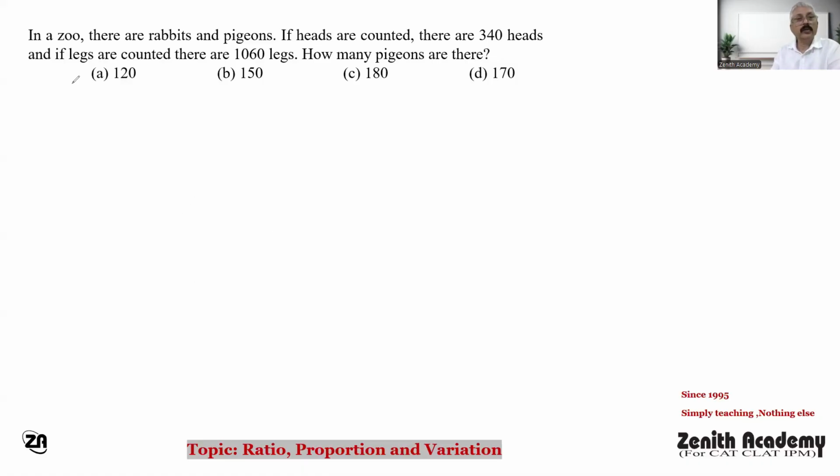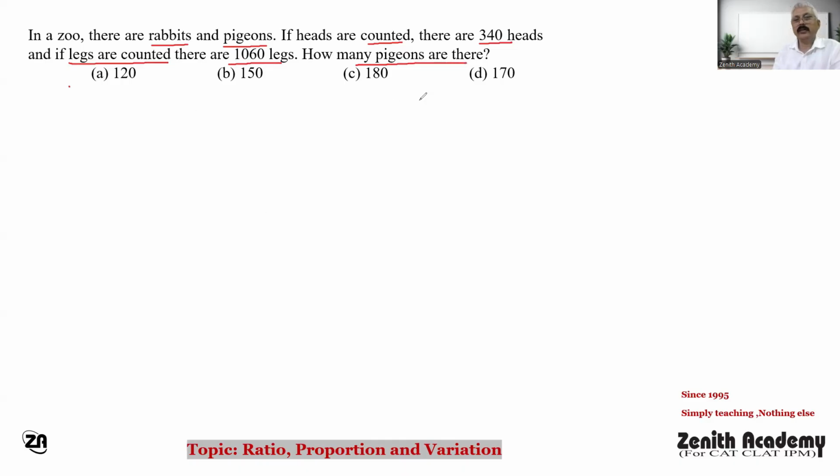Now, in this question, in a zoo, there are rabbits and pigeons. If heads are counted, there are 340 heads. If legs are counted, there are 1060 legs. Find how many pigeons are there.